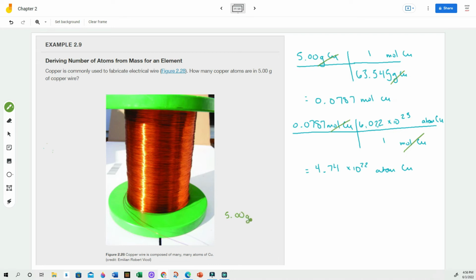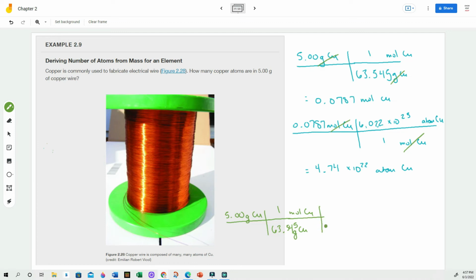So we still start with our 5 grams of copper. Again, I want to convert out of grams of copper. I want to go to moles of copper. Put my units in first. This is per 1 mole, and this is 63.545. That got a little bit squashed, didn't it?